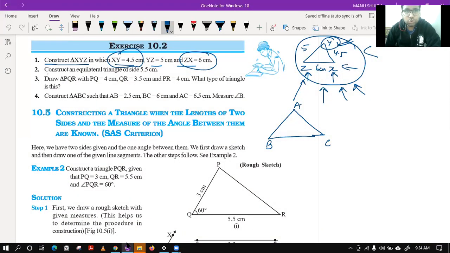Now let's see. Class, in question number 2, nothing is given to you about the name of the triangle. So you are free to choose any name. I chose ABC as the rough name. And as it is an equilateral triangle, it is understood that all sides will be of the measurement 5.5 centimeter. So 5.5, 5.5 and 5.5. So I think this you can do on your own very easily. Draw the base BC equal to 5.5 centimeter, then take two arcs.